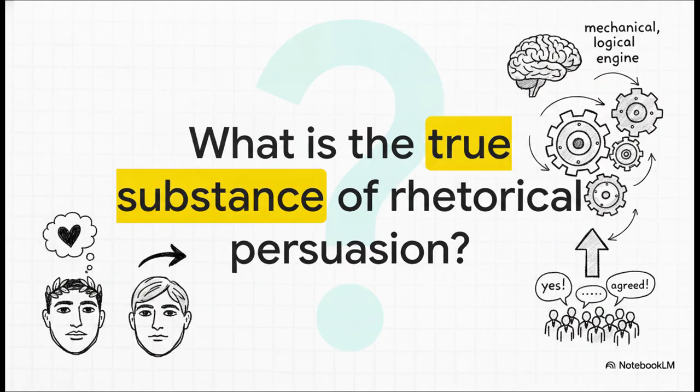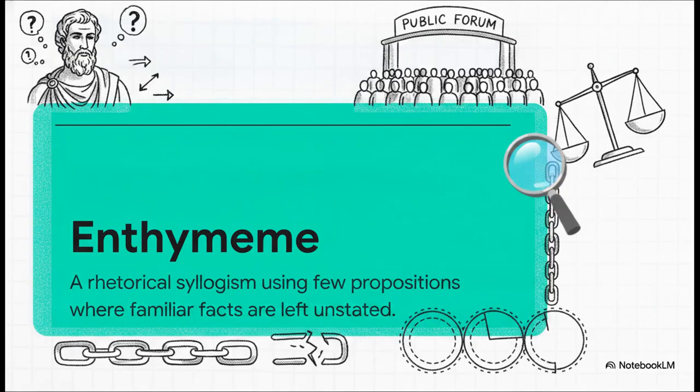So ask yourself this: beyond the emotional pull of pathos and the inherent trust of ethos, what is the actual mechanical, logical engine that makes an argument demonstrably persuasive to a crowd? The answer is the enthymeme. Now, this is the absolute beating heart of Aristotle's logical framework. An enthymeme is essentially a rhetorical syllogism, but remember, we are dealing with the general public here.